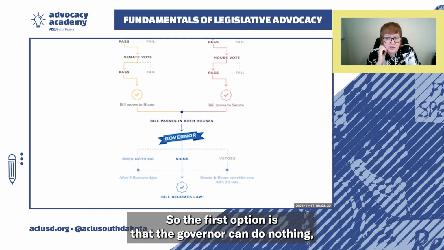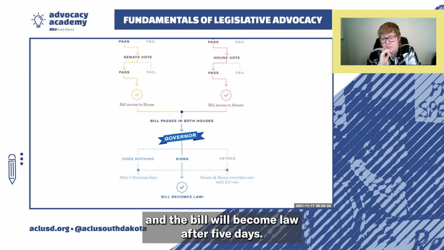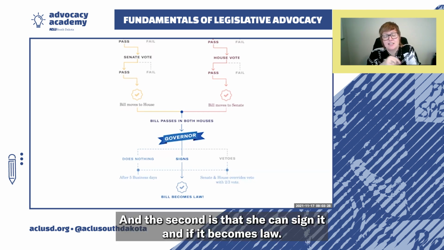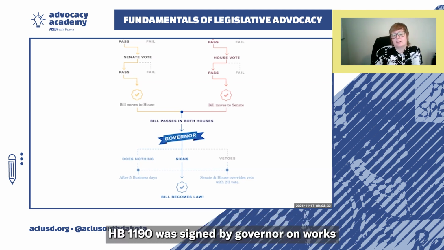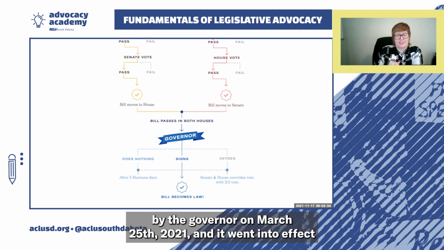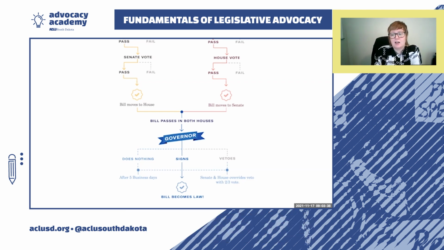So the first option is that the governor can do nothing and the bill will become law after 5 days. And the second is that she can sign it and it becomes law. HB 1199 was signed by the governor on March 25th, 2021, and it went into effect on July 1st, 2021.